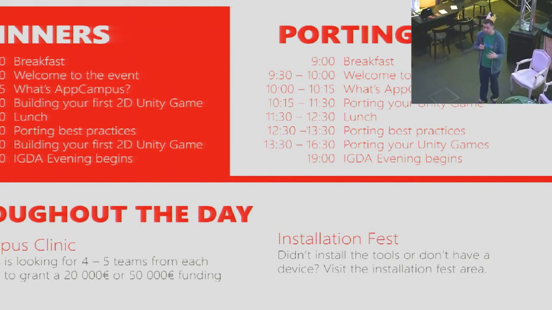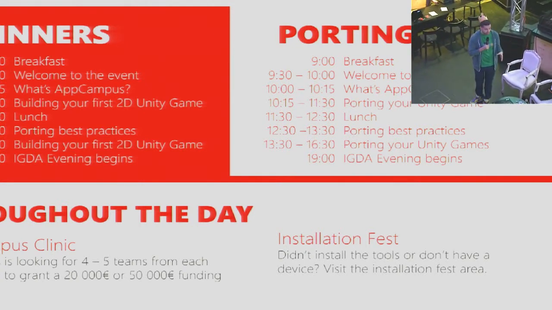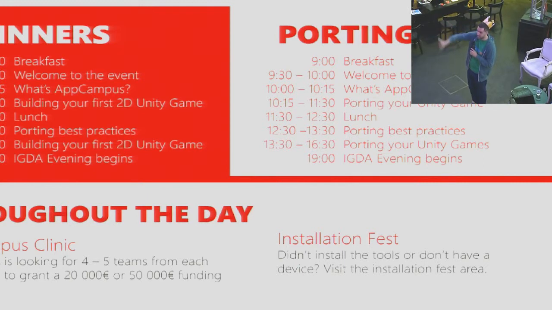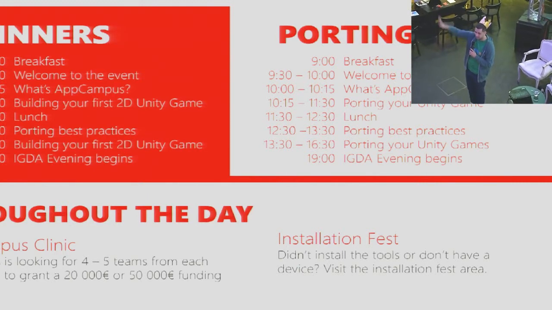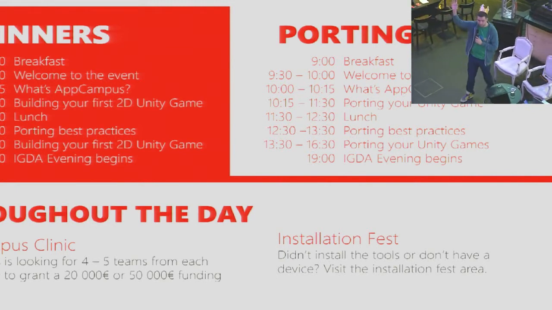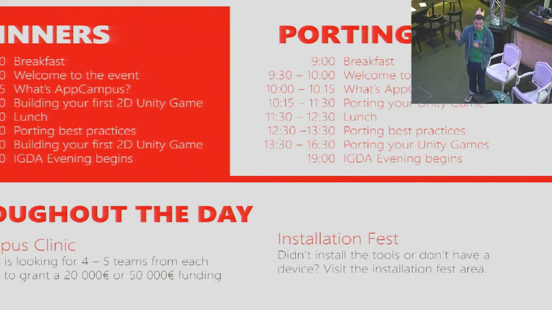So if you want to go and pitch your idea to the App Campus people, you go over here upstairs. Next to the registration desk, you will find a sign that says App Campus and stairs that lead upstairs. So you just go over there, and the App Campus people will be sitting there for the whole day. So you can go and pitch your idea, talk with them. They'll explain this more in detail.